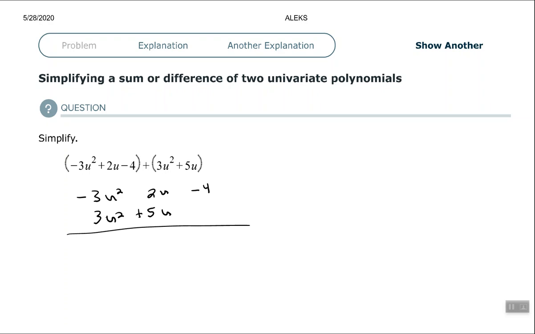All right, so negative 3u squared plus 3u squared, they're complete opposites, so they cancel each other completely out. 2u plus 5u, that's 7u. Just bring down that negative 4, it becomes minus 4, or 7u minus 4.